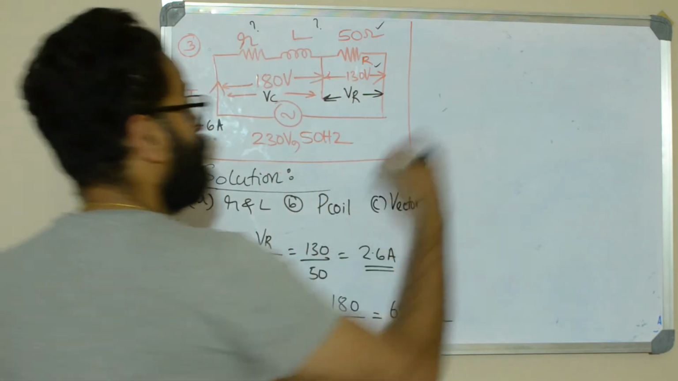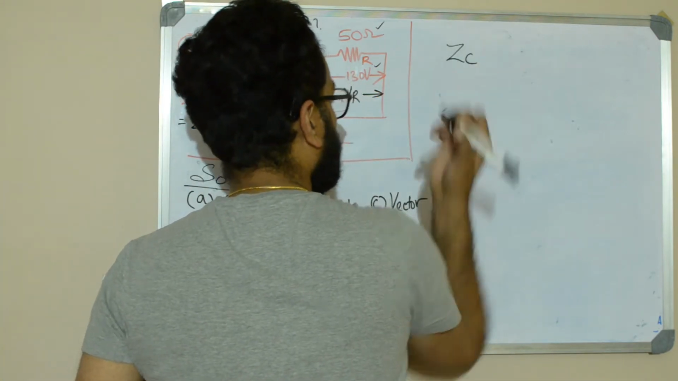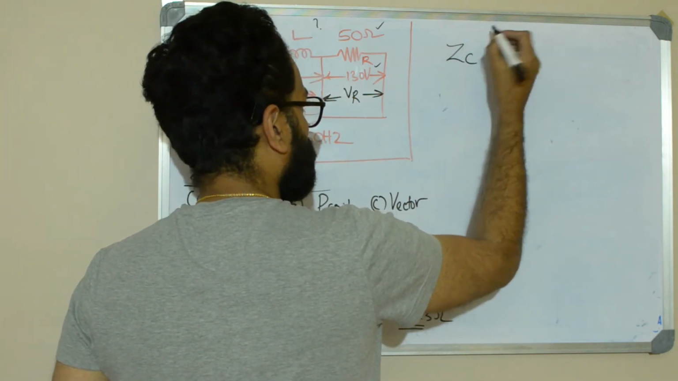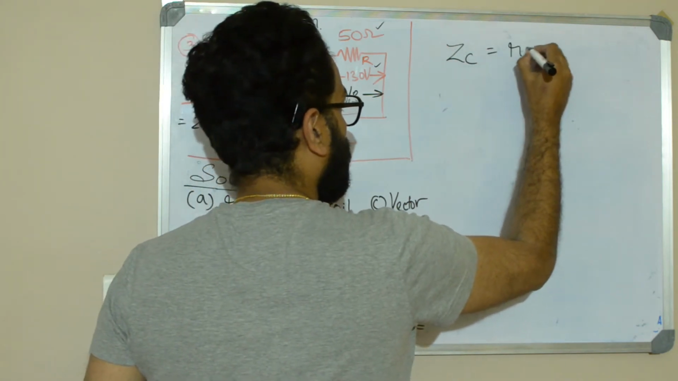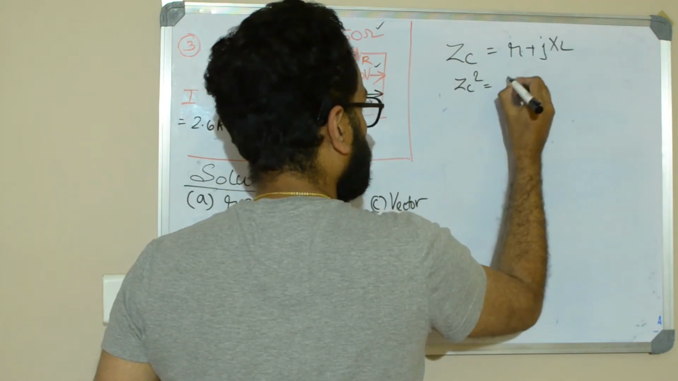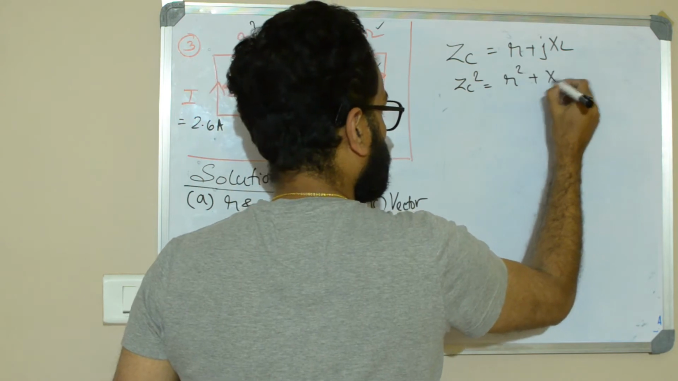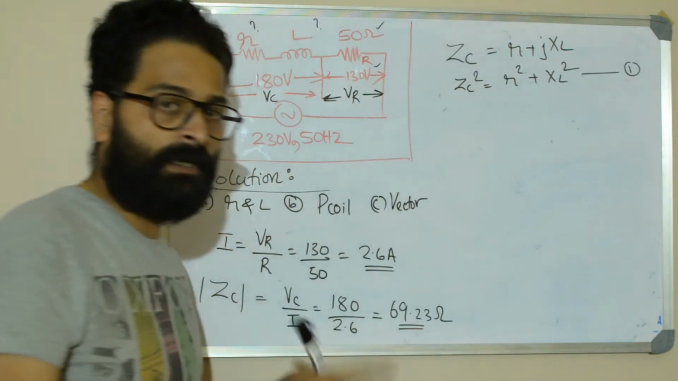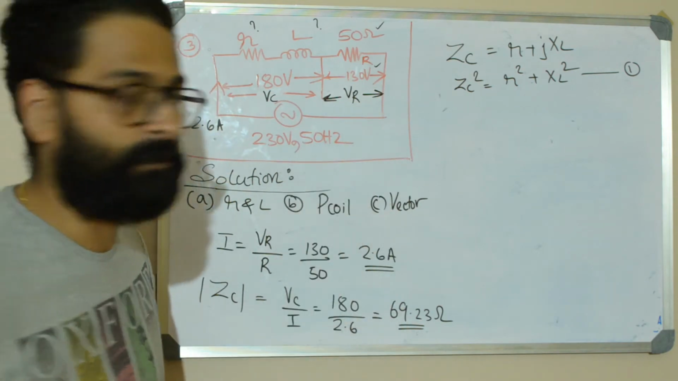Also, we can write the impedance of the coil in complex notation, such as Zc is equal to R plus JXL, or Zc square is equal to R square plus XL square. So you take this as equation 1. In future, we will be using this particular equation.